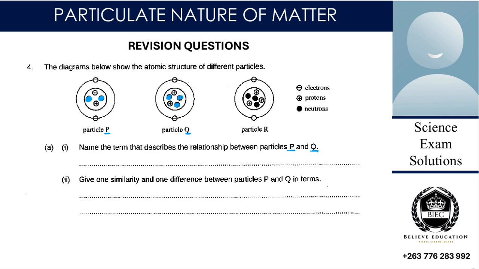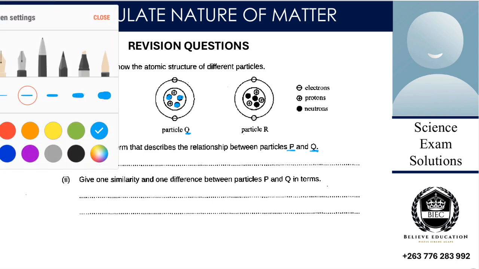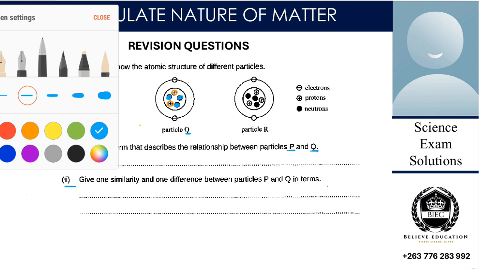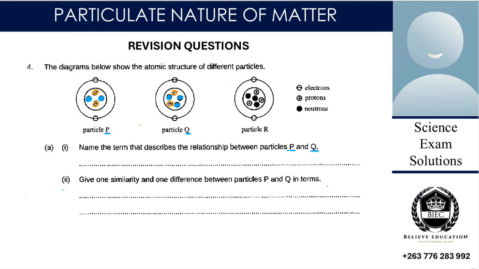Neutrons. But if you check our protons, here we have 1 and we have 2, and here we have 1 and we have 2. So it means that they have the same number of protons but different number of what? Of neutrons. So they are called what? Isotopes.